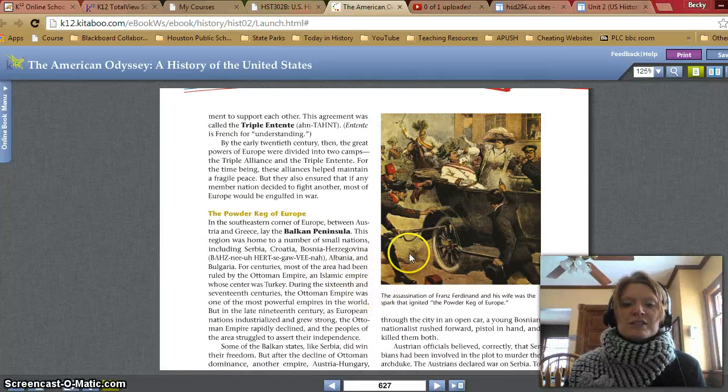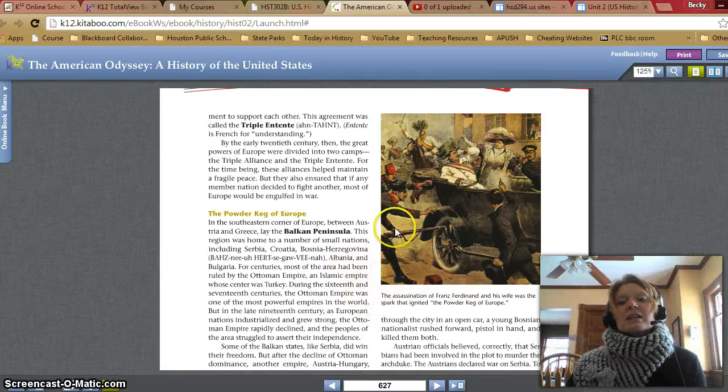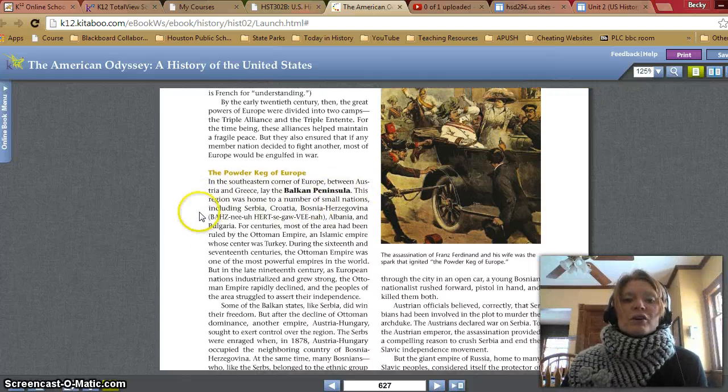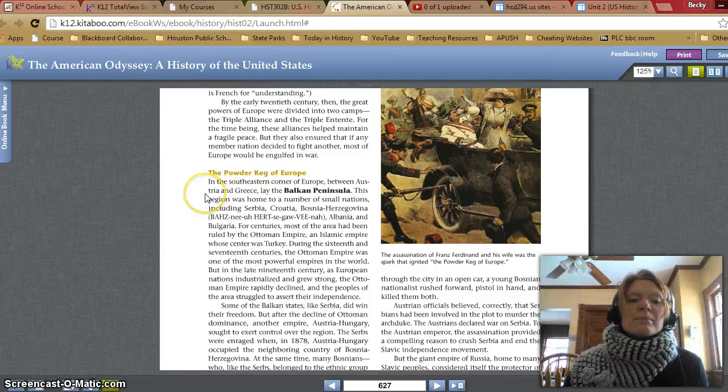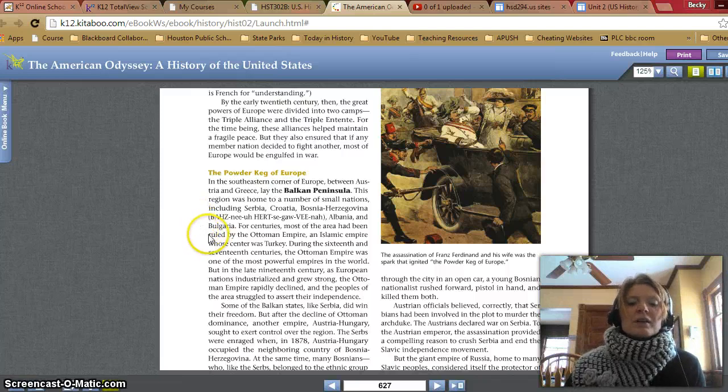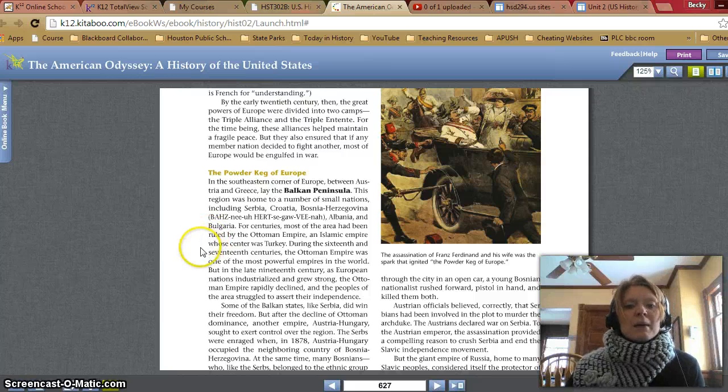The assassination of Franz Ferdinand and his wife was the spark that ignited the powder keg of Europe. In the southeastern corner of Europe, between Austria and Greece, lay the Balkan Peninsula. This region was home to a number of small nations, including Serbia, Croatia, Bosnia-Herzegovina, Albania, and Bulgaria. For centuries, most of the area had been ruled by the Ottoman Empire, an Islamic empire whose center was Turkey.